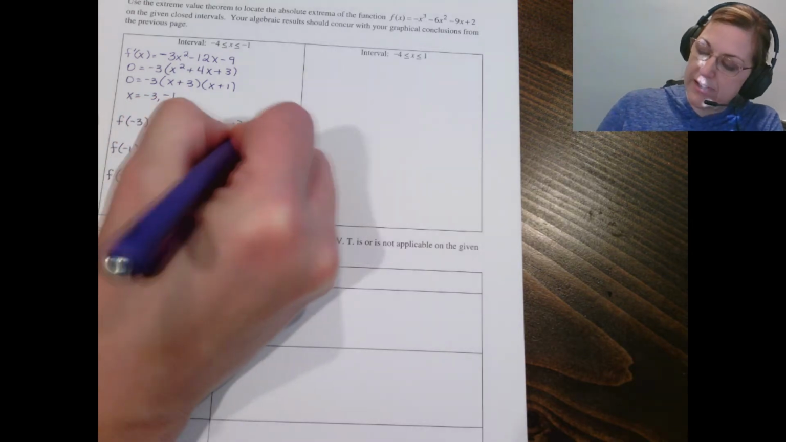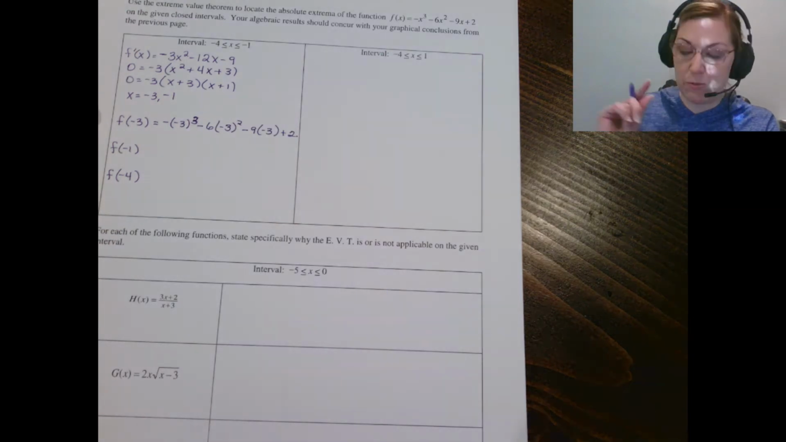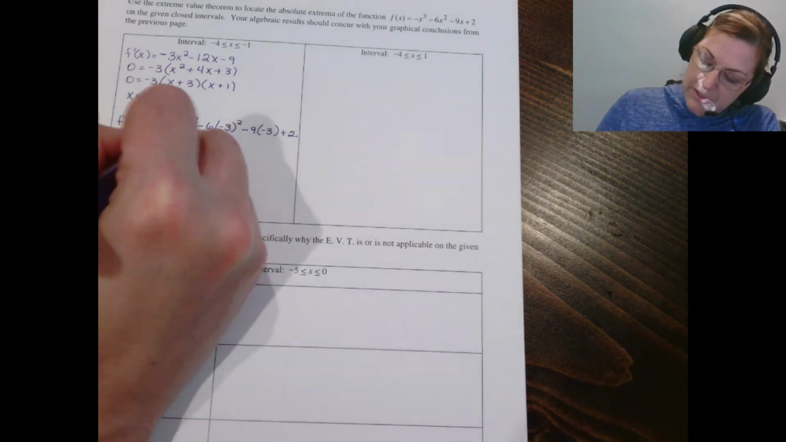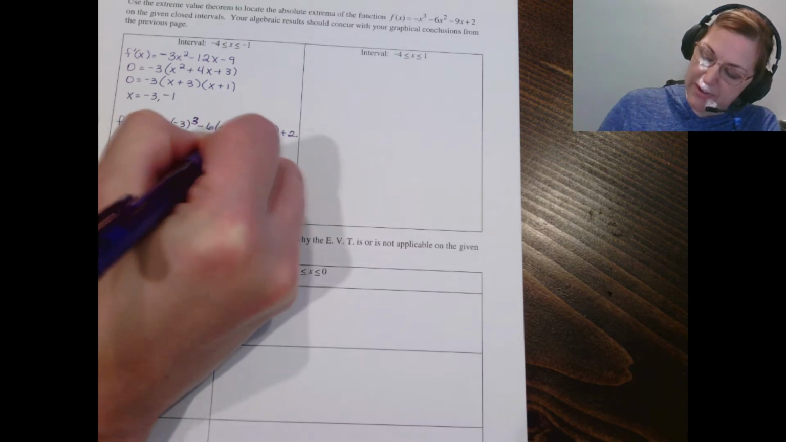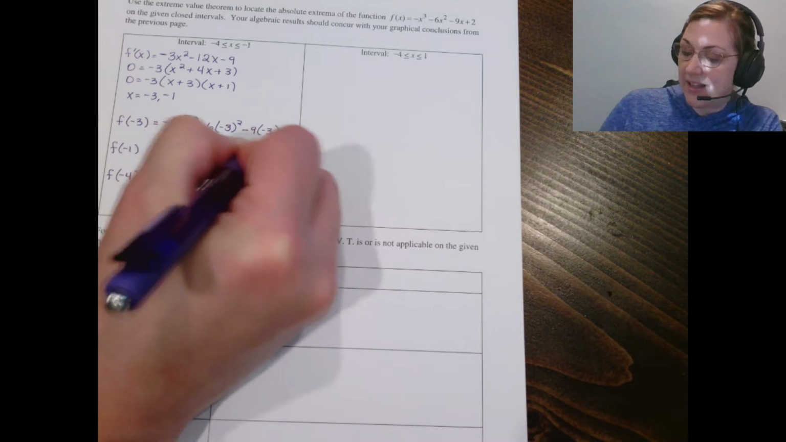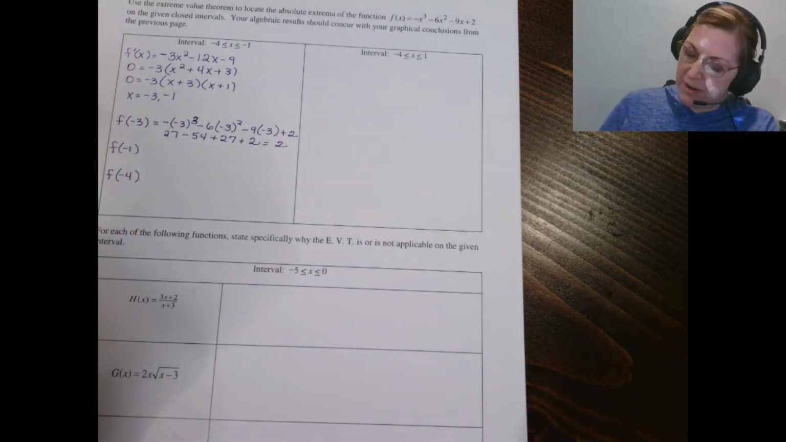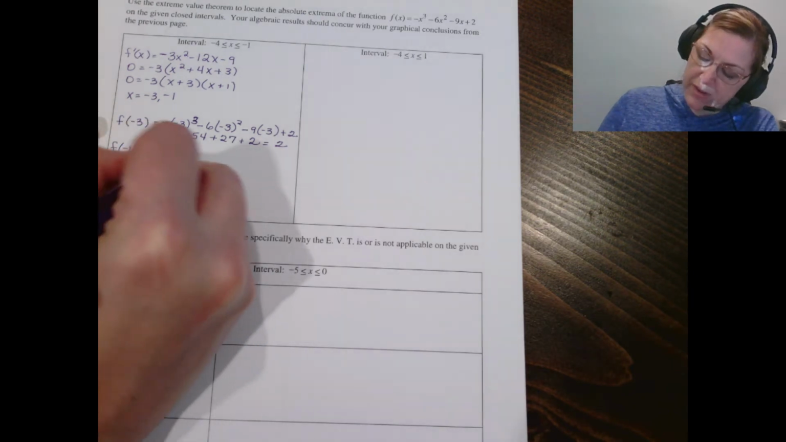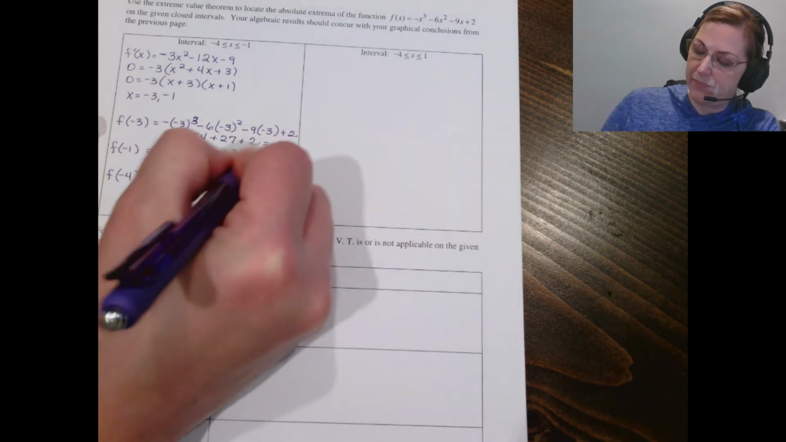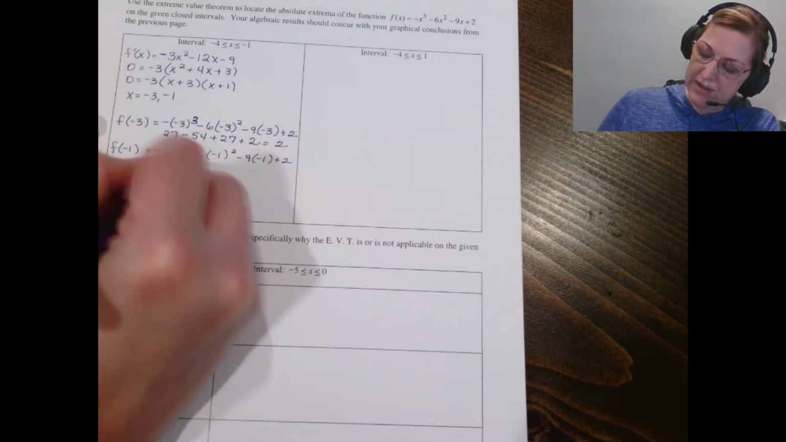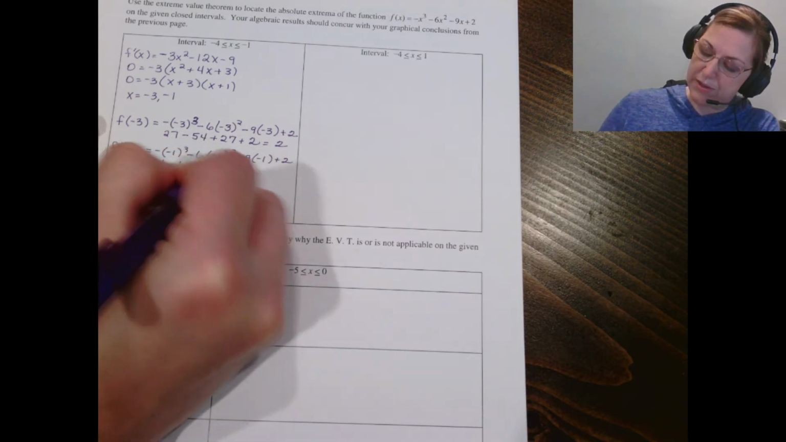So notice, friends, that I am plugging these into the function. I want the y value here. So this is a positive 27, minus 54, plus 27, plus 2. That looks like that y value is 2. Okay. Then I'm going to put in a negative 1, again putting it into the function. And so I've got positive 1 minus 6 plus 9 plus 2.